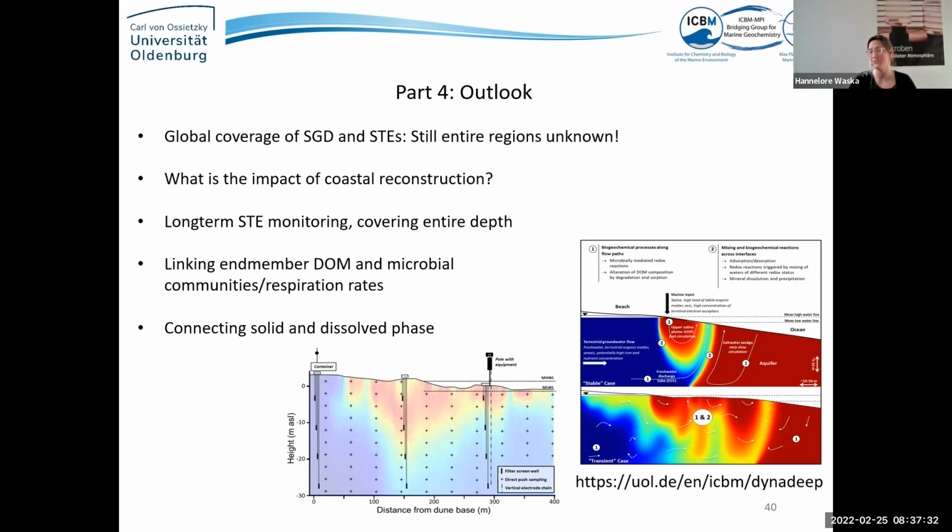And so what does that do with DOM processing or any kind of processing in a subterranean estuary? And then obviously we still need more rates. They change very drastically with depth in these systems, very high at the top and then very low at the bottom. And then connecting the solid and the liquid phase more is also an important part, which now slowly gains some interest.